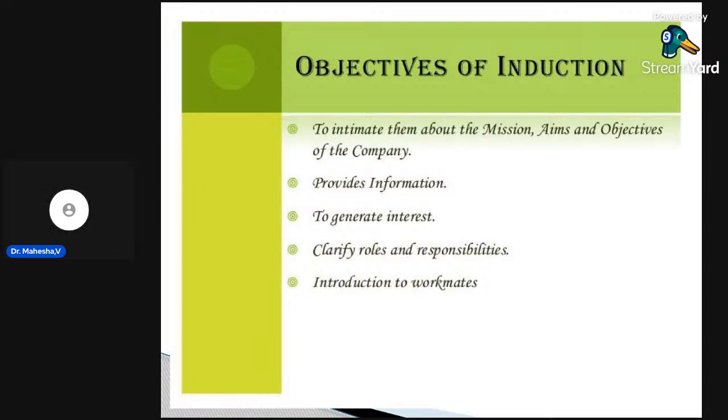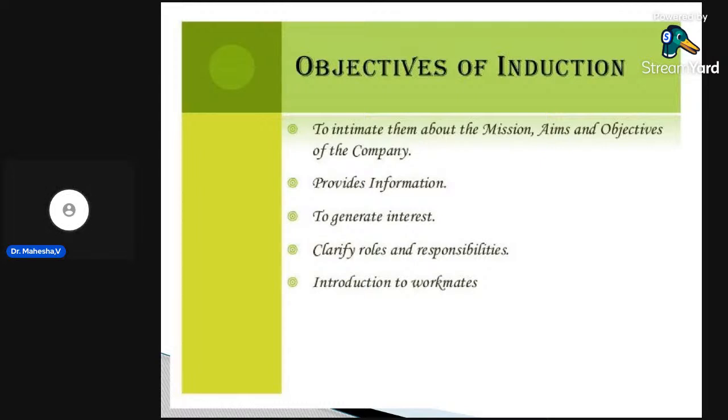What are the objectives of the induction training program? To intimate them about the mission, aims, and objectives of the company. At the time of the induction training program, normally the trainer will intimate the newly recruited employees what is the mission of the organization, what are the aims and objectives of the organization, what are the core values of the organization. These are the very basic components of the organization.